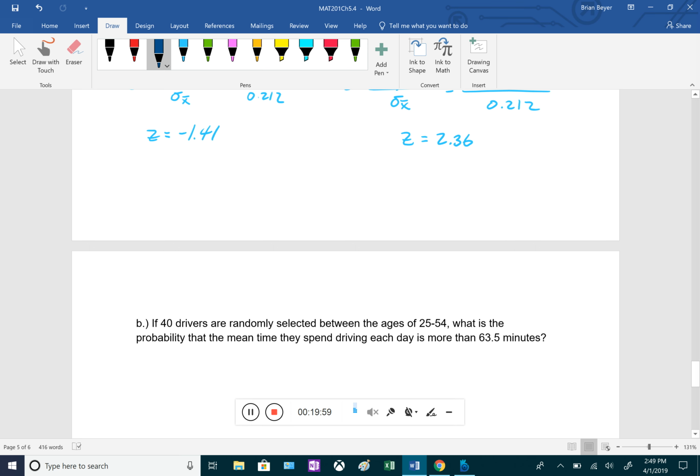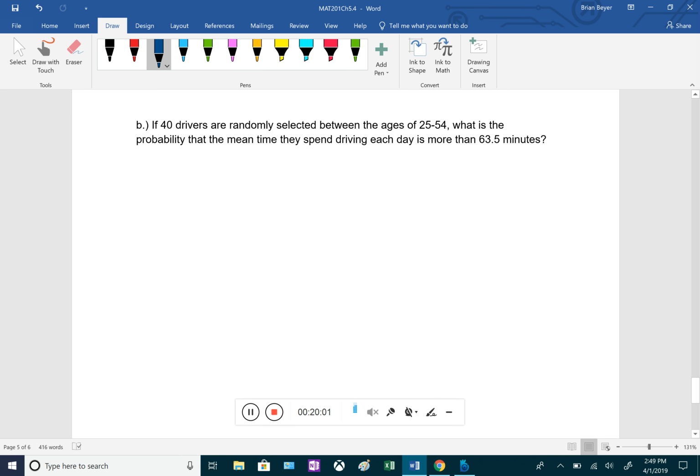Okay, and now for the next part, if 40 drivers are randomly selected between the ages of 25 and 54, what's the probability that the mean time they spend driving each day is more than 63.5? Okay, so once again, let's make sure that n is greater than or equal to 30, which it is because it's 40. So we can do this method. If it wasn't, we wouldn't be able to do it.